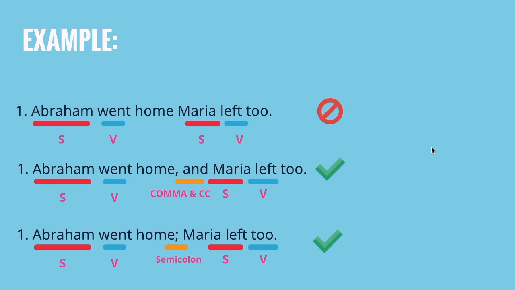If we wanted to make it a little more simple as well, we could even split it between Abraham went home, period, Maria left too. Because these are 2 independent clauses, they can stand on their own. We can have them be in 2 separate sentences.